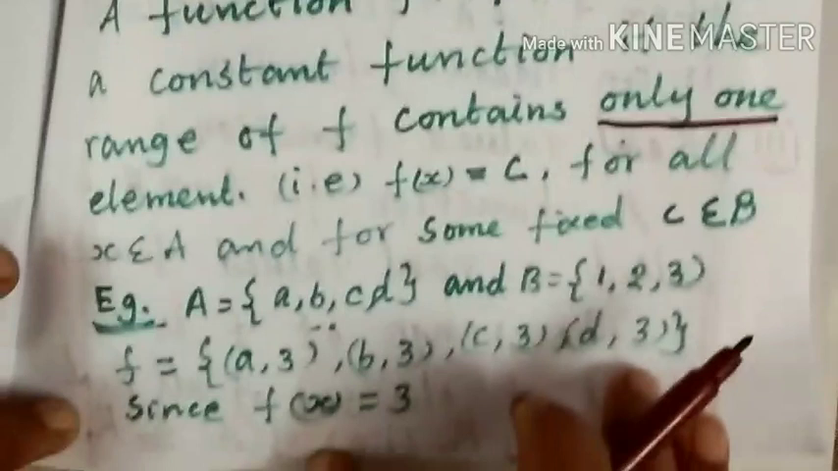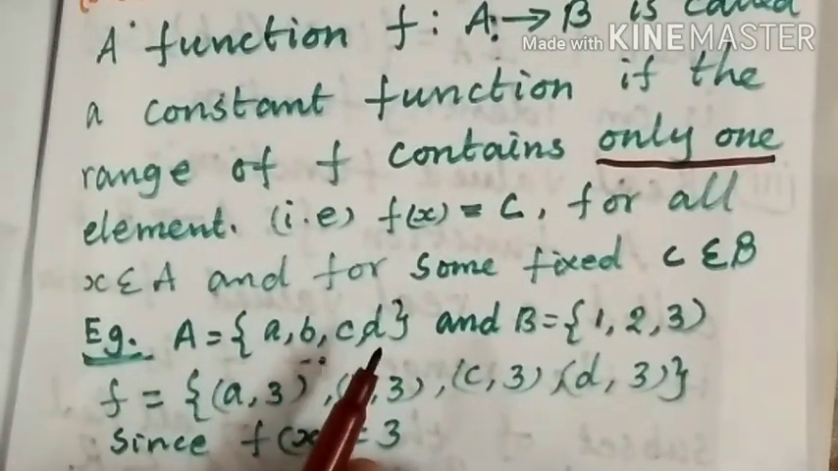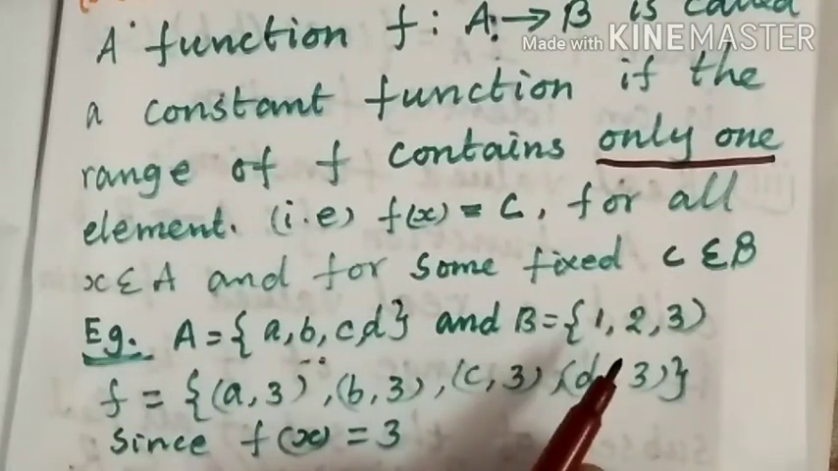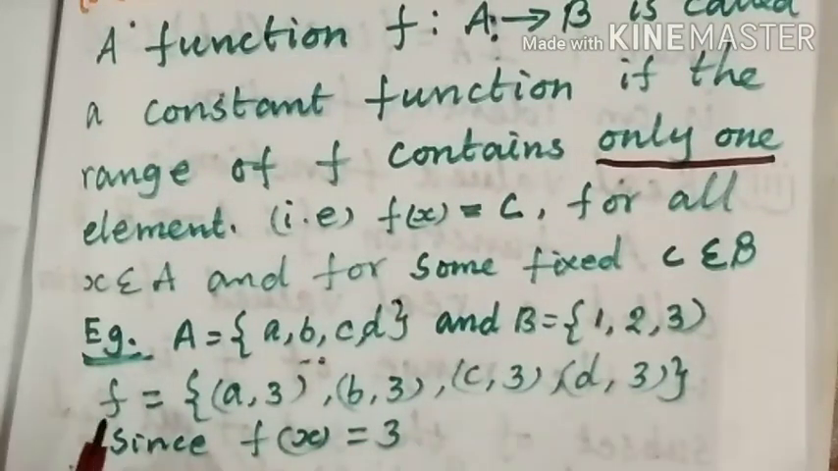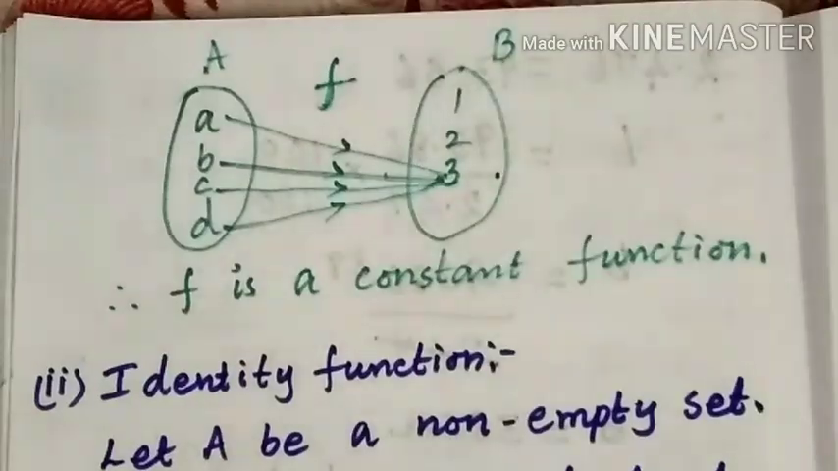For example, set A equal to {a, b, c, d} and set B equal to {1, 2, 3}. Let the function, ordered pairs, f equal to (a, 3), (b, 3), (c, 3), (d, 3). See, in this ordered pair, all the images are the constant term 3. Since f of x equal to 3, it is a constant function.